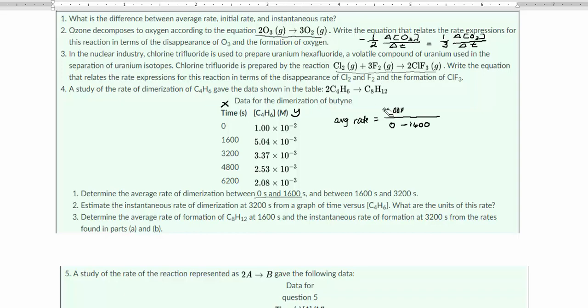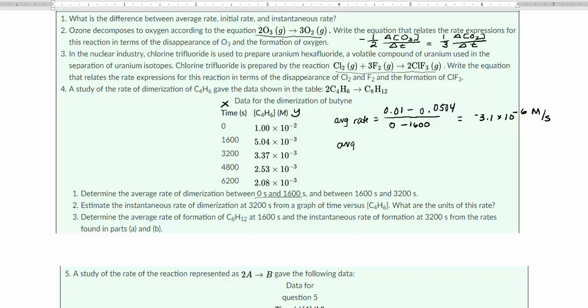And you know what? I'm going to put this in standard form. I think it'll be easier to read. So 1 times 10 to the negative 2 is just 0.01. And I'm going to truncate these just for brevity. So at 1600, I have 0.0504. Putting that all together in the calculator, I get an average rate of negative 3.1 times 10 to the negative 6. Now the units for this are going to be y over x, so molarity per second.